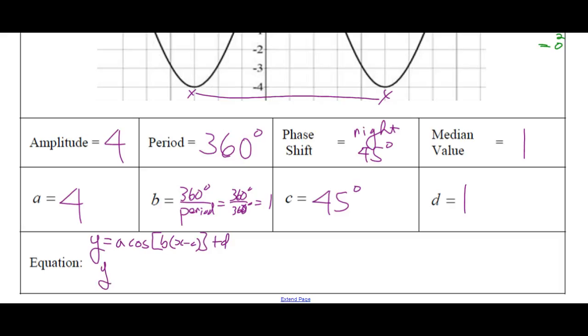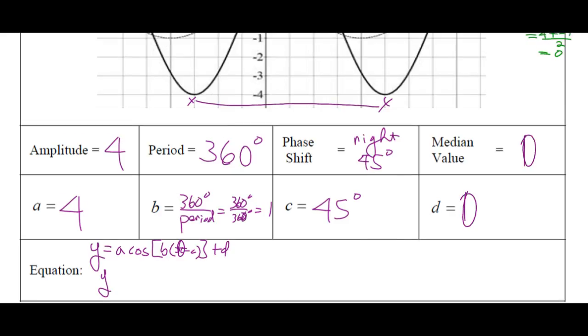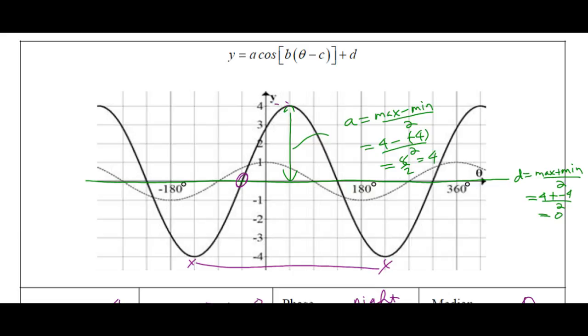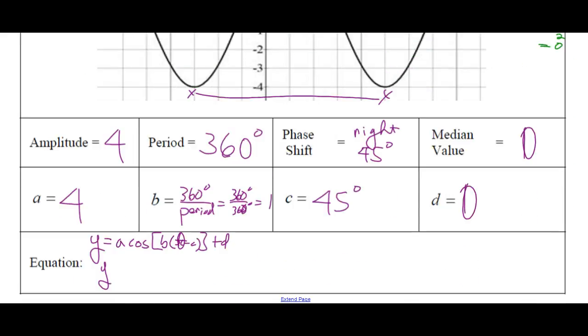This one's theta. You said E is 0? D is 0. Oh, yes, you're right, D is 0. Okay, this one's theta. So A is 4. Whoops, put an equal sign in there.